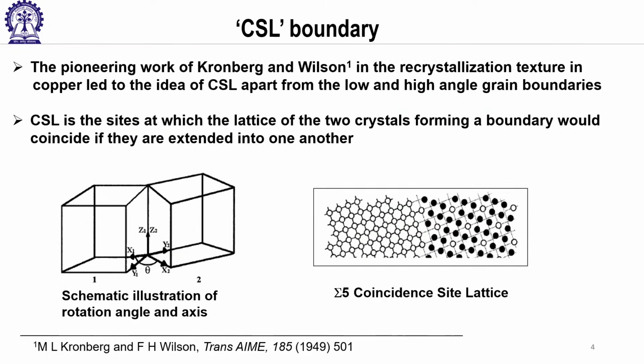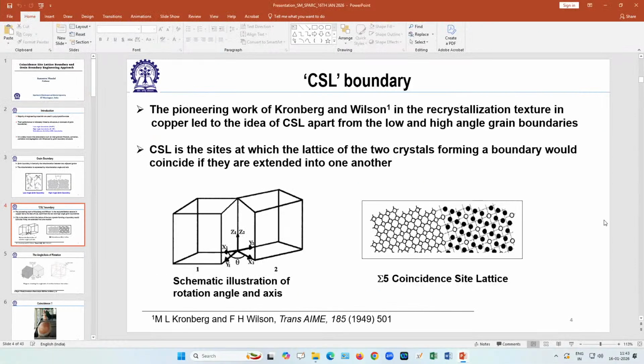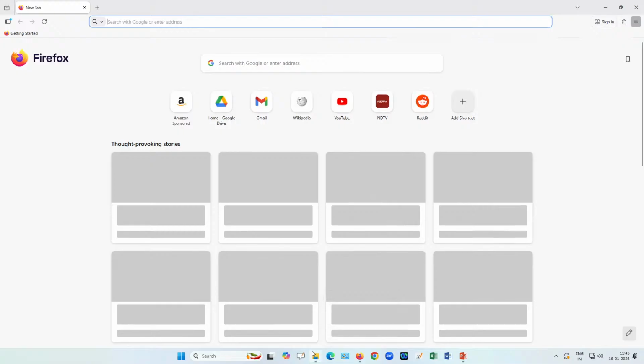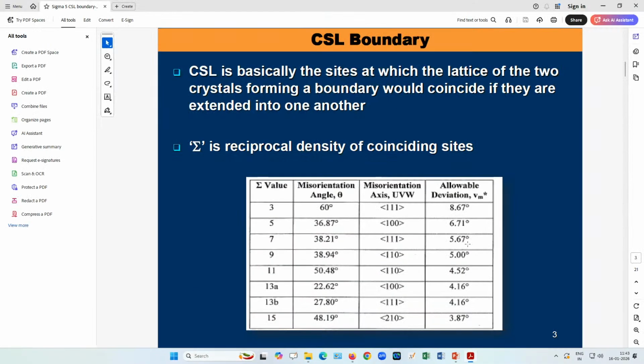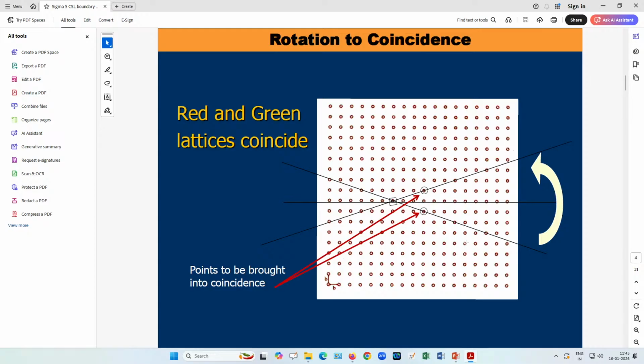And for the CSL concept, probably I will first show you a typical schematic representation. Just one second, probably I have to go there, yeah. So this one will give you a little bit more idea.